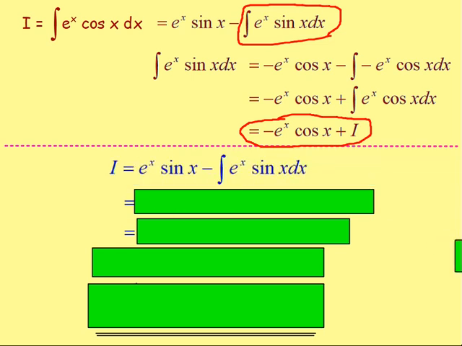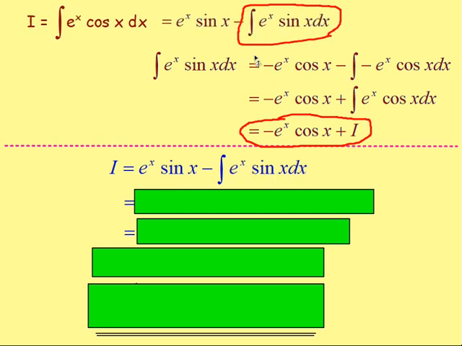So we can say then that the integral is e to the power of x sine x, take away the integral of e to the power of x sine x dx. That's just this part up here. That's what we started with. But we worked out this part here. We worked out the integral.